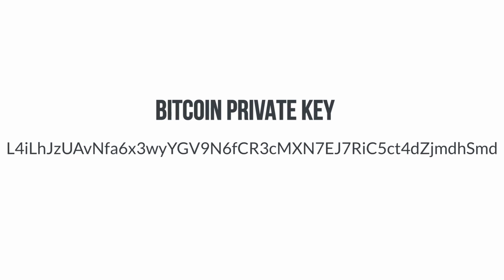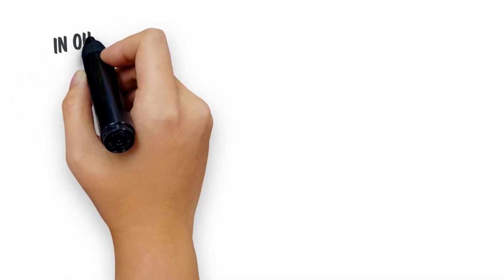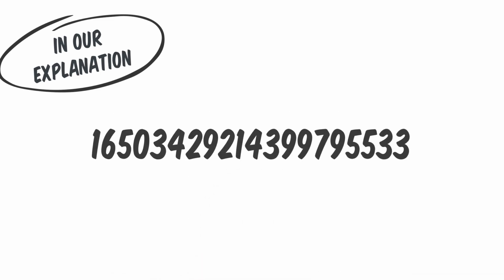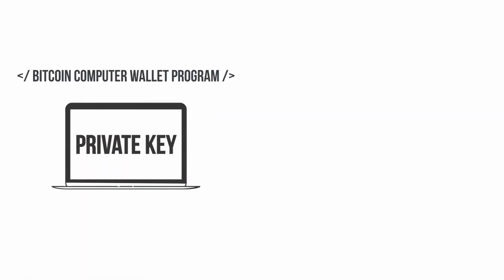A real Bitcoin private key, like the one shown above, is made up of capital and lowercase letters, as well as numbers that are arranged in a specific way. In our explanation, I will instead give an example where 20 numbers are used to represent a Bitcoin private key. So our example Bitcoin private key looks like the above. 165042991439553. To create a Bitcoin private key, you would use a Bitcoin computer wallet program.